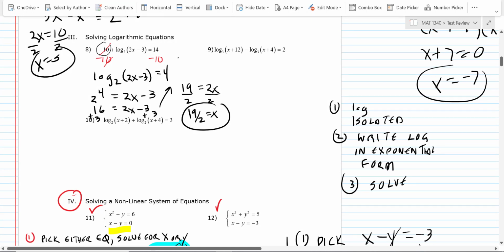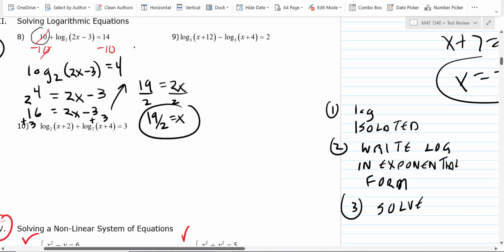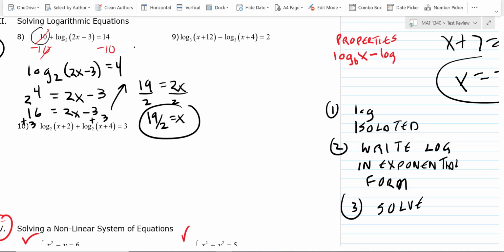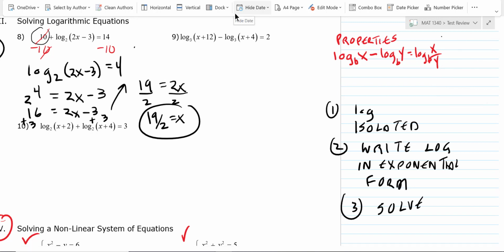Now the next two problems, what you have to do on these is go through and know a couple of properties. There are 2 properties that I want to remind you of, and they go like this. One property we learned: if you do the log base b of x minus the log base b of y, that's the same as the log base b of x over y. That's one thing we looked at when we were looking at properties of logs, I think last week: the log of x over y is you subtract the 2 logs.